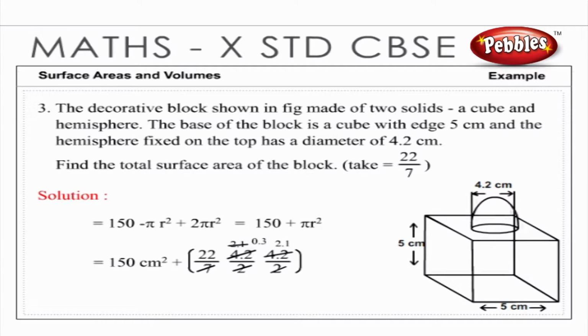Substituting the values of pi and r in the formula, we get total surface area of the block is equal to 163.86 centimeter square.